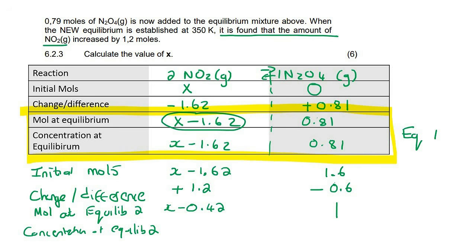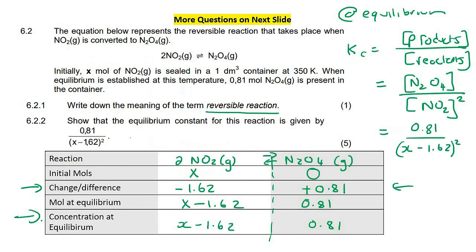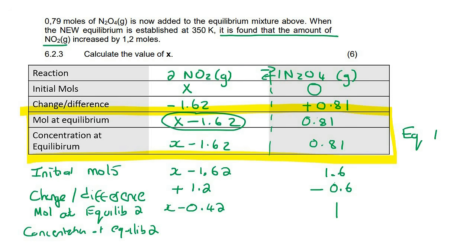I'm not sure if we're going to need this new equilibrium concentration, but we do know that the volume of the container from the previous question is still a 1 decimeter container. So C equals n over V, because the volume is 1, your concentration will also be x minus 0.42, and this will still be 1. Okay, now, I've actually never seen a question this good. I am impressed.